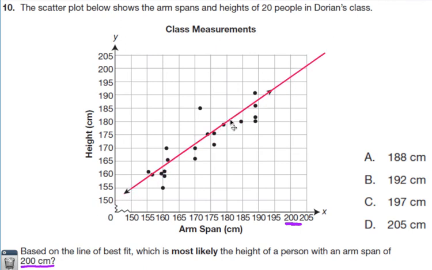All you have to do is keep this line going, and using your trend line, it looks like if we take the 200 up to where the line would be, about right there, what does that represent? So right in there is going to be the predicted height for that 200 centimeter arm span. So 188, nope. 192, nope. 197, looks pretty good. Let's just check 205. Nope, so it is C.